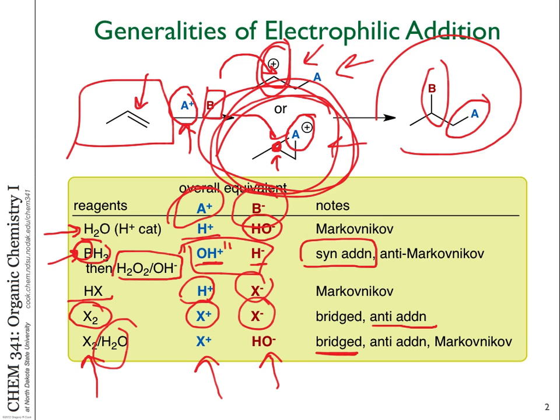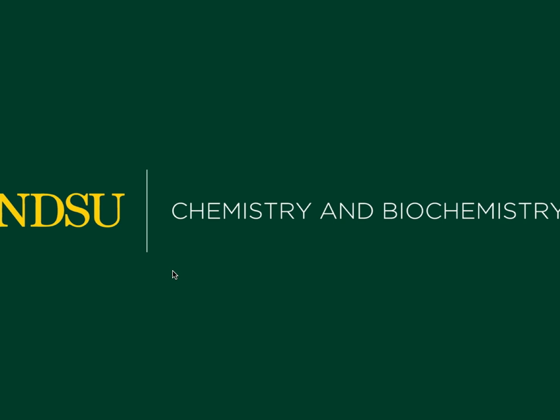It goes through that bridged intermediate, it's an anti-addition, and now since we have two different groups, the minus group adds on the more substituted carbon. Okay? So any questions about those series of reactions of alkenes? Okay, well let's continue talking about some other reactions.